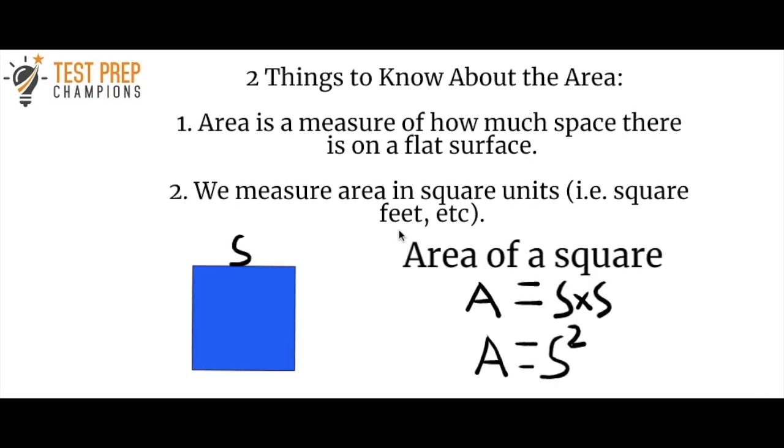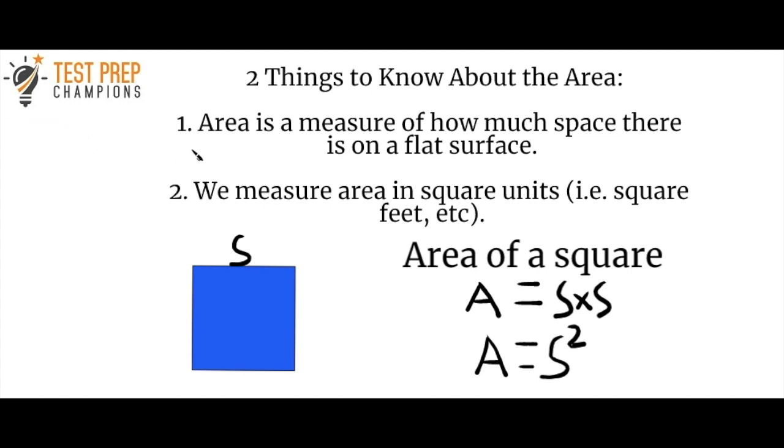Okay, so let's first look at the area of a square. But before I do that, one way to conceptualize area is to just think about a sticky note and a sheet of paper. So obviously, a sticky note is much smaller than that sheet of paper, so we would say that the piece of paper has a much greater area than a sticky note. So hopefully that helps you conceptualize what we mean when I say that area is a measure of how much space there is on a flat surface.